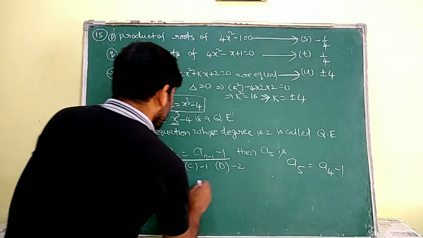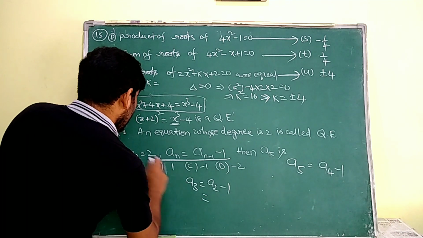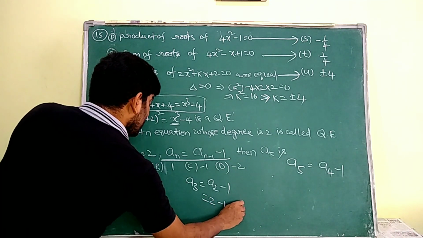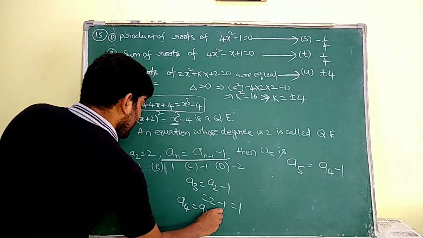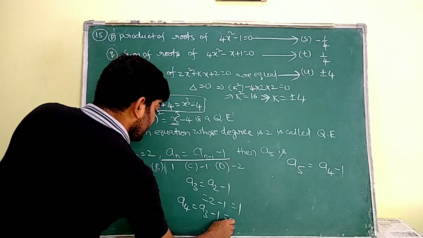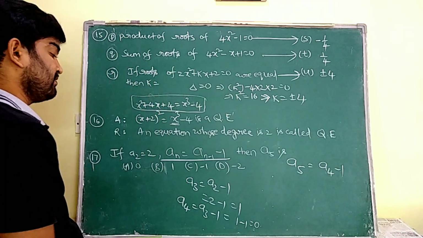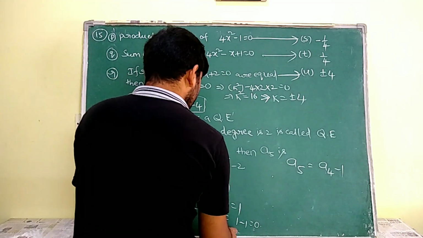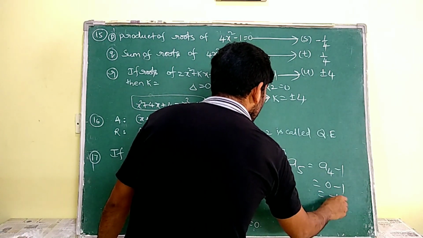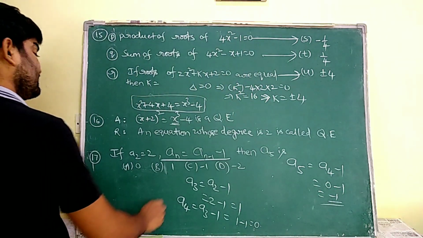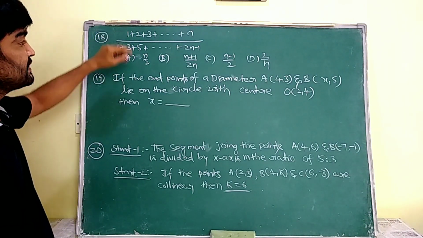So here I am going to write a3. a3 is equal to a2 minus 1. a2 means 2. 2 minus 1 is equal to 1. Next, a4 means a3 minus 1. a3 means what? 1. 1 minus 1 is equal to 0. So a4 is equal to 0. So a5 is 0 minus 1, that is equal to minus 1. That is option C. See, here it is asking you to find the value of this.